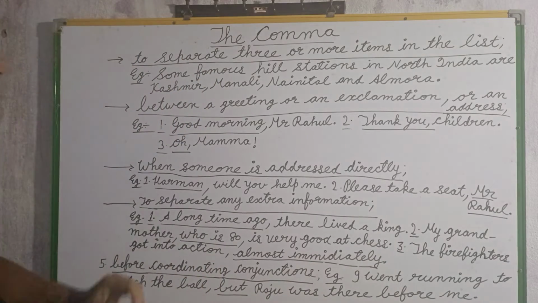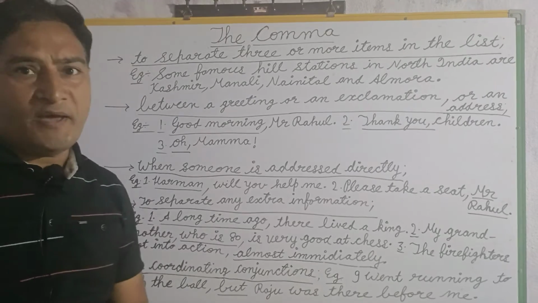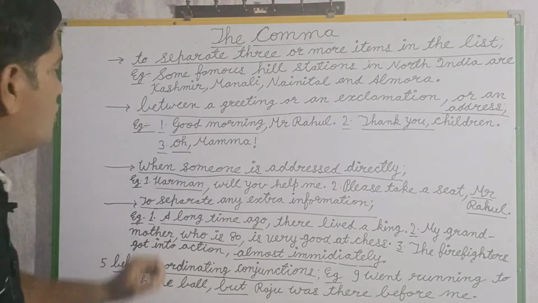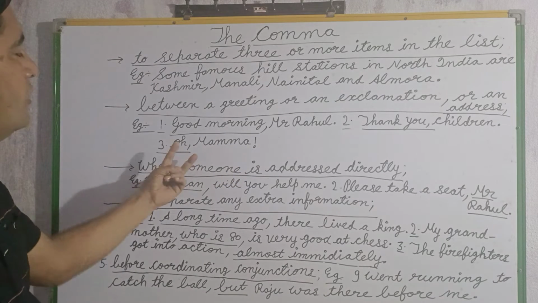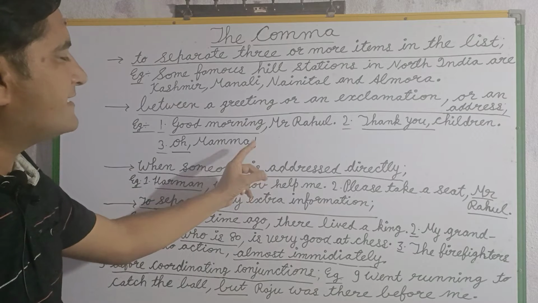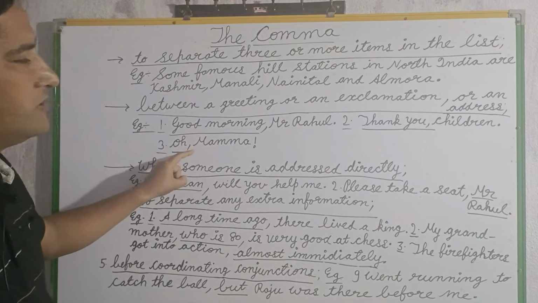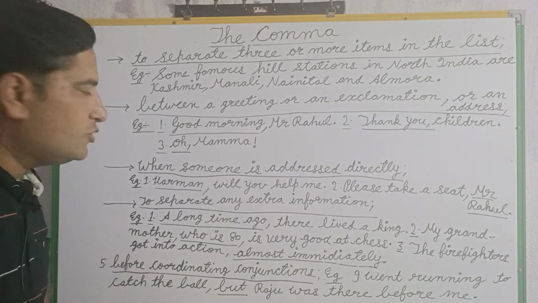We can see the third example: Oh mama, oh it's very bad. So before an exclamation, to separate the interjection and exclamation, a comma is used. Understand? So let's go through with another use.